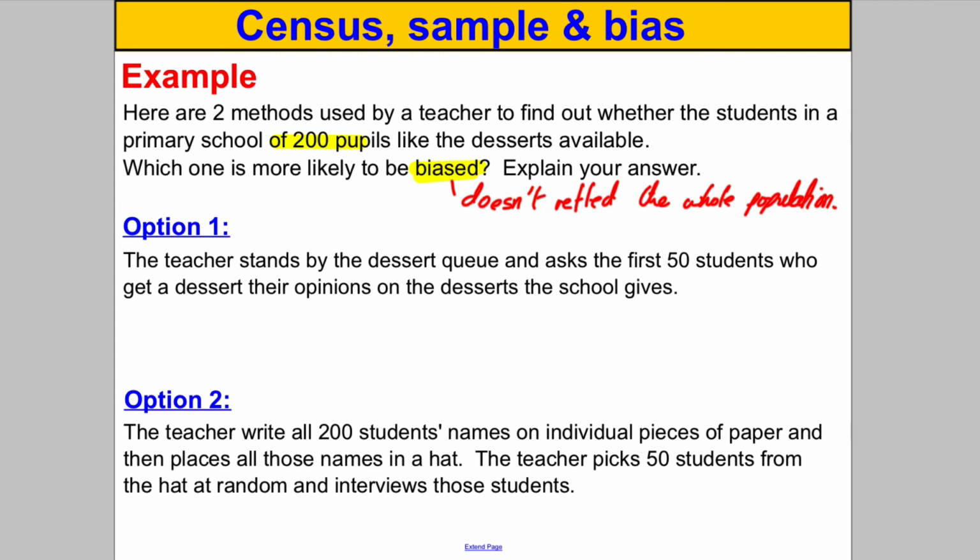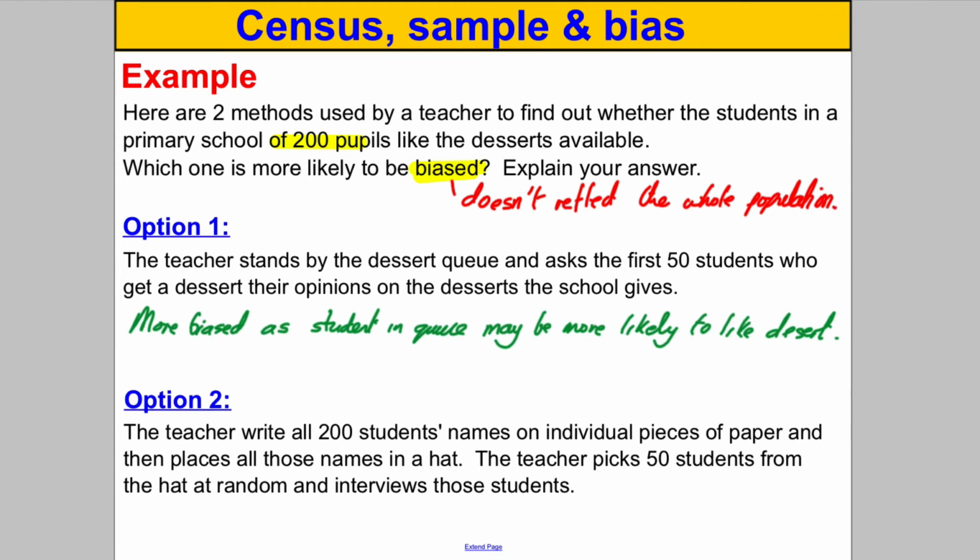Which is more biased? Well, I would say that option 1 is more biased. And the reason is the students are getting desserts. Okay, so that might mean they like the desserts. What about the students who aren't in the dessert queue and maybe don't get desserts because they don't like them? Maybe you're not asking all the students you should. So more biased, and you could say as students in queue may be more likely to like desserts. And you must get this word in. Therefore, not representative. You must say that when you get asked these questions, not representative.